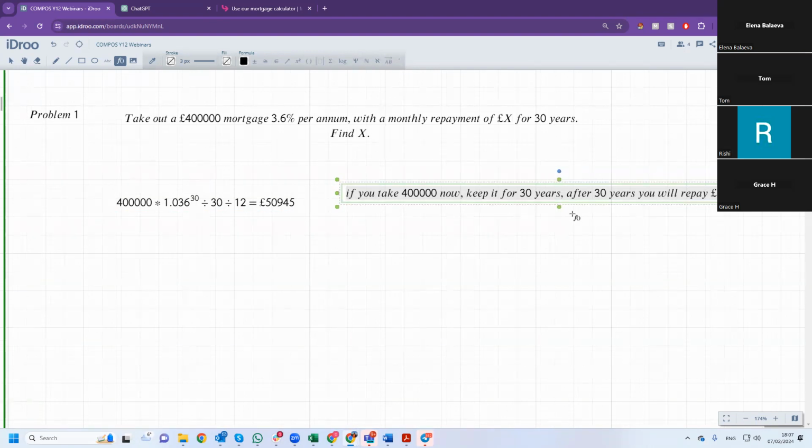Now, banks don't like that. They don't like giving you 400,000 and then you keeping it for 30 years because a lot can happen in 30 years. So they ask you to repay approximately 1,000 or 2,000 pounds every month for 30 years, and then eventually you would repay. So you're borrowing money, but you're not borrowing the whole amount for 30 years. You're only borrowing a certain amount for 30 years, then a smaller amount for 29 years and 11 months, etc.